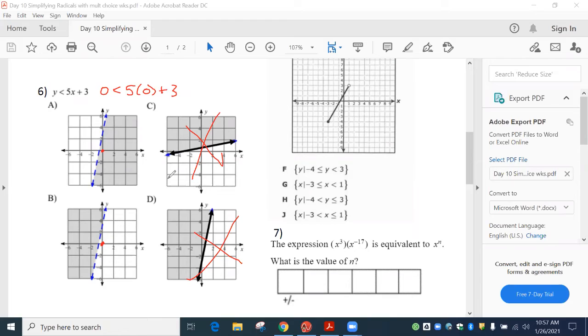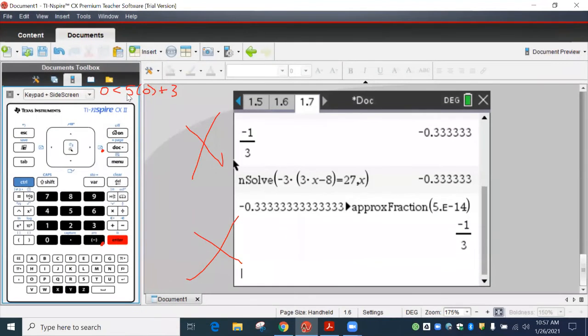If it's true, then it's in the shaded area. If it says false, then it's not in the shaded area. So if it's true, we'll pick A. If it's false, we'll pick B. So let's go type this in real quick. So we're typing in this right here. So we're going to go 0.